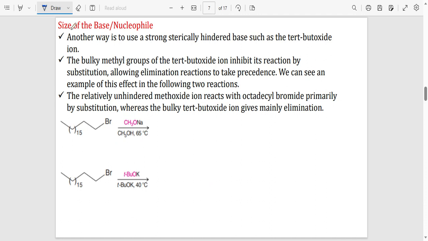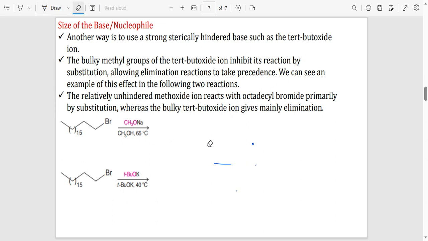Now, how does the size of the base or the nucleophile affect the reaction? When you are talking about size, you can have the nucleophile or the base being unhindered, meaning small. For example, you can see methoxide. It is a small nucleophile or base, and at the same time it is also strong. And then you have tert-butoxide. Tert-butoxide is really big: 4 carbons, 1, 2, 3, and 4, and then you have an oxygen at the end which is negatively charged.